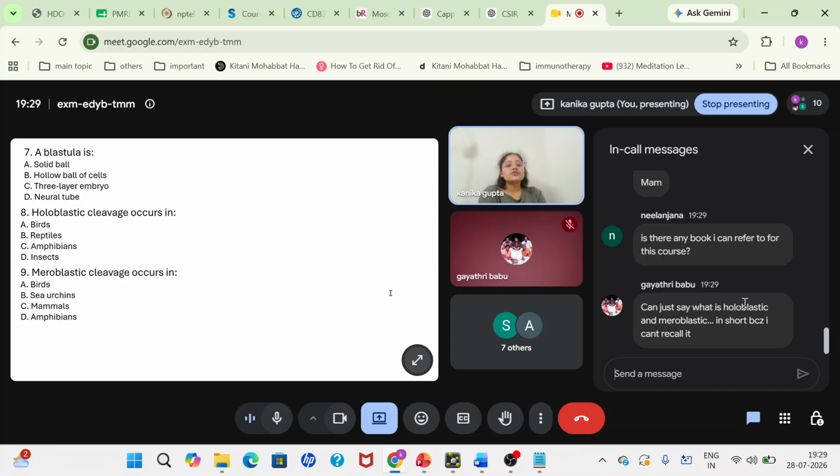Yes, sir has mentioned already on his page, and if you look in the lecture one notes, in the initial slides only, he has mentioned the book from the writer Gilbert. So that is the best book you can refer for developmental biology. This is the best book that can teach you developmental biology. No other book works better than Gilbert. So you can refer to that book, Nilanjana.